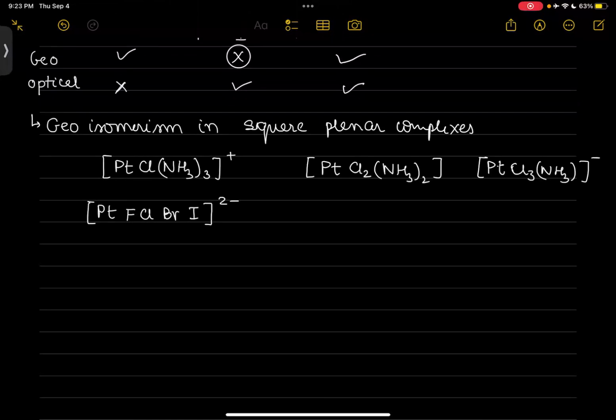So what complexes can exhibit geometrical isomerism, cis and trans? You need to have two ligands of one kind and two ligands of another kind. If those two ligands of one kind are on the same side, you will call it cis. If they are on the opposite side at 180°, you will call it trans. This is the basic idea, the most fundamental question. Is that clear or not?